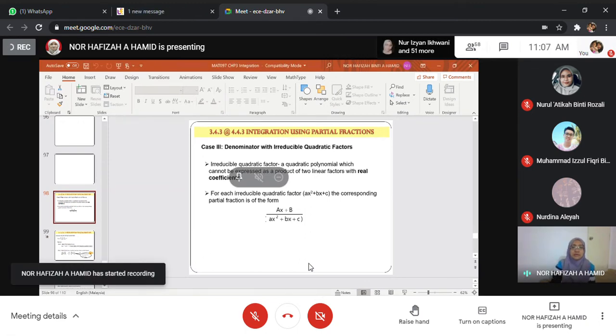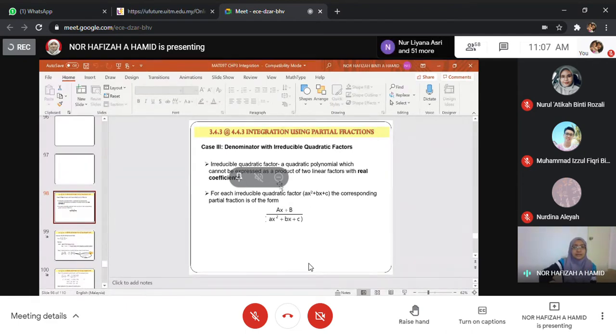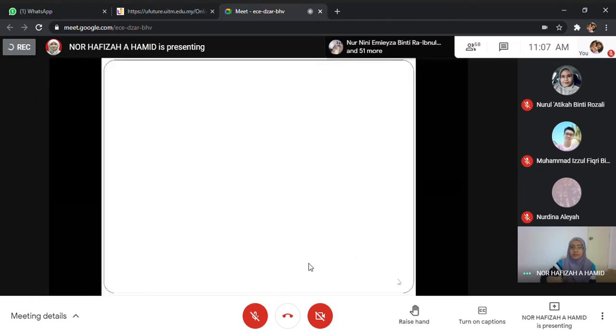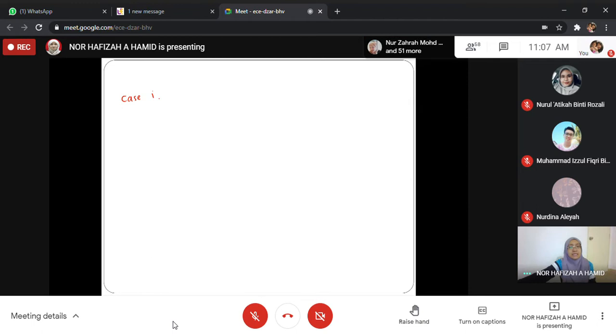Okay, so for case 3. Okay, so I will recall a bit for case 1 and case 2. From last class, for case 1, we have linear factors. The denominator is in terms of linear factors. For example, we have 6 minus x over x minus 2 and x plus 2.